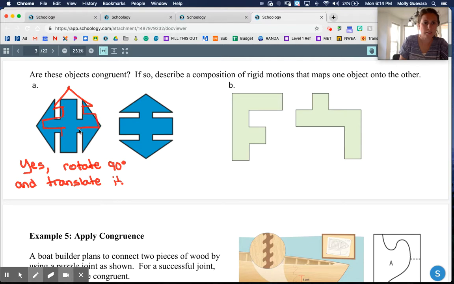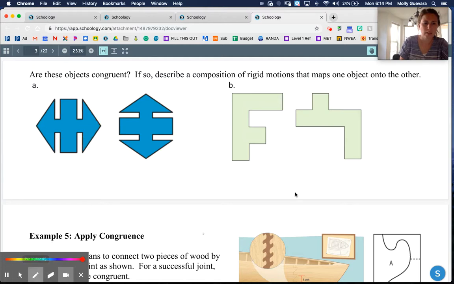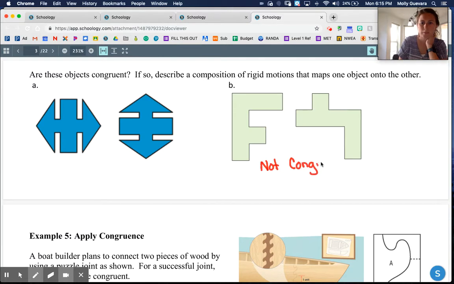This is my really quick drawing. Oh, that's not what it is, is it? It's this. Whatever. And then I have to slide it over. For the second one, these are not congruent. There's no way that this makes an F and this does. So this is not congruent. Those shapes are not the same.